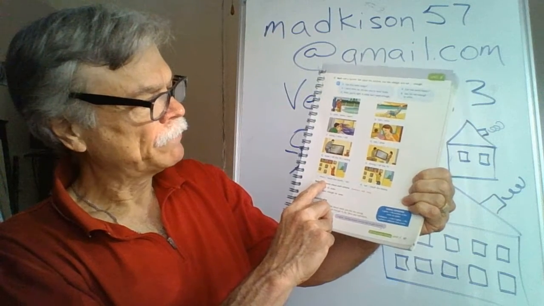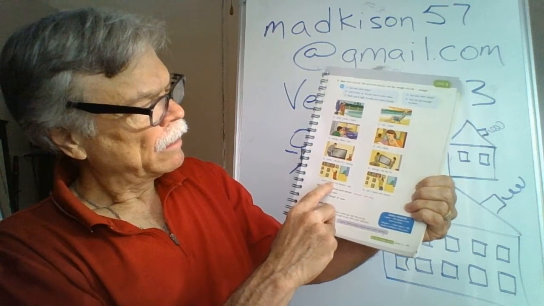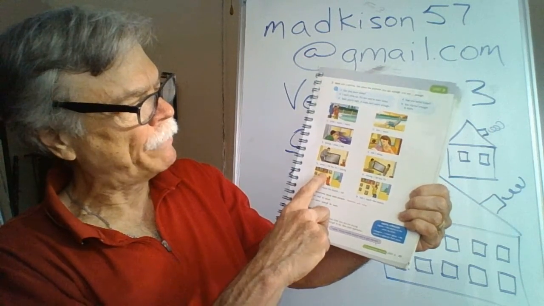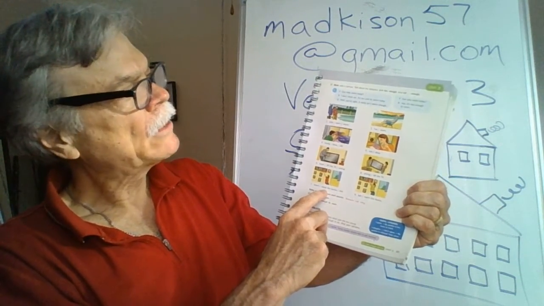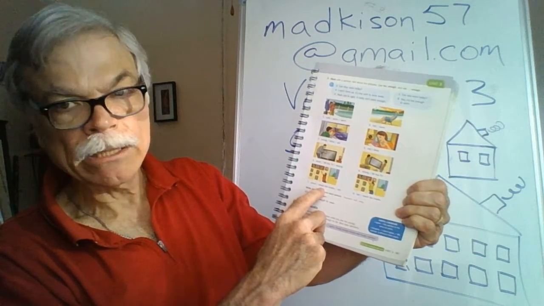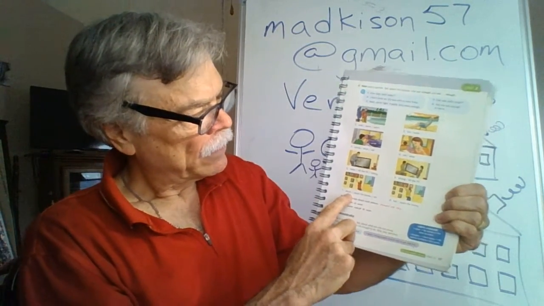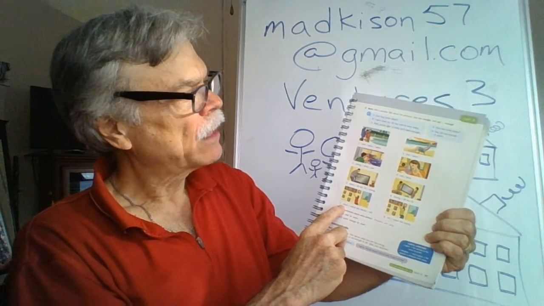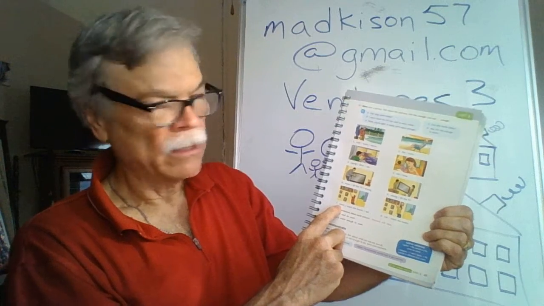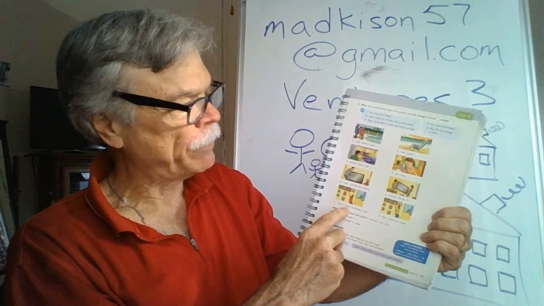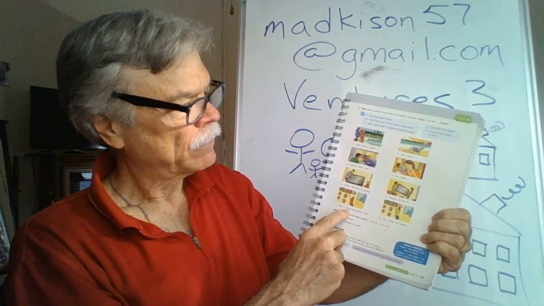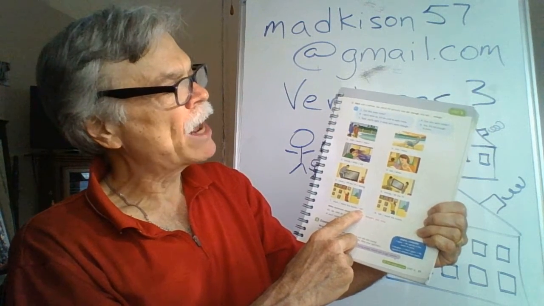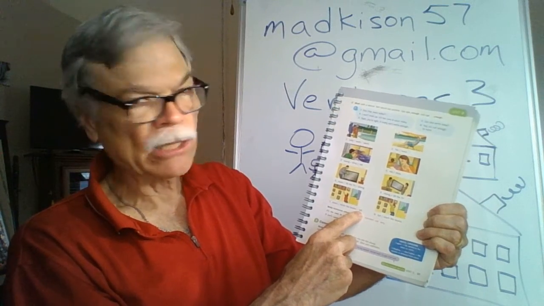Then, picture 7. This picture shows a young lady trying to reach the books on the bookshelf. So the question would be, can she reach the books? And the answer, we want to use the word short. You would say, I don't think so. She's too short to reach the books. Or you could say, yeah, you're right. She isn't really tall enough.